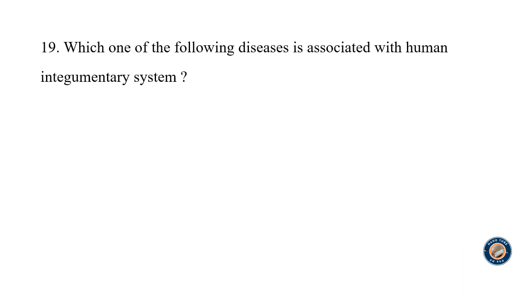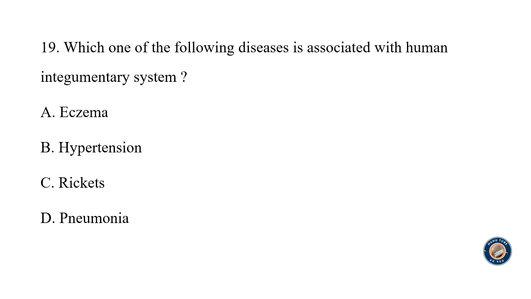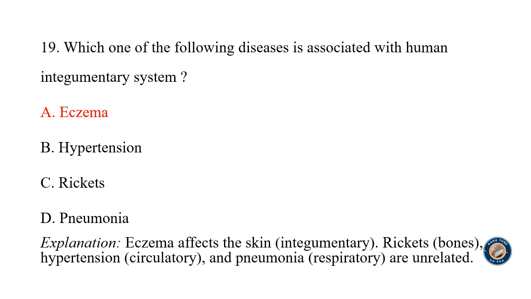Question number 19. Which one of the following diseases is associated with human integumentary system? A. Eczema. B. Hypertension. C. Rickets. D. Pneumonia. The answer will be eczema. Eczema affects the skin, integumentary. Rickets is of bones, hypertension is circulatory, and pneumonia is respiratory, so they are unrelated. So the answer is eczema.